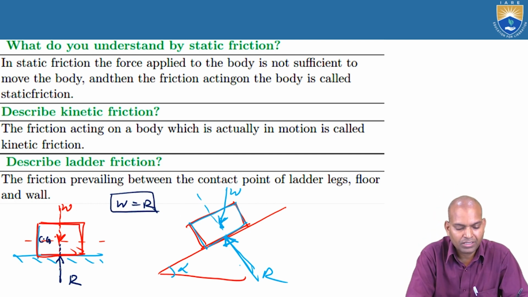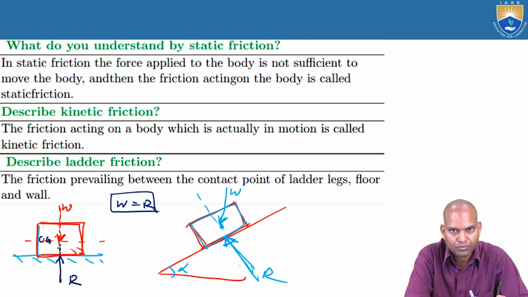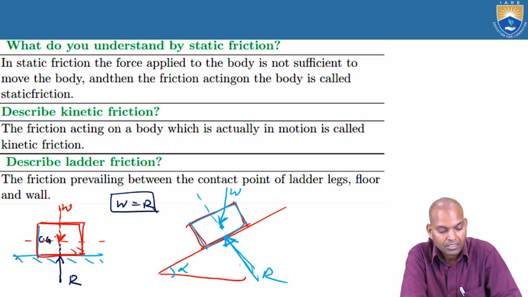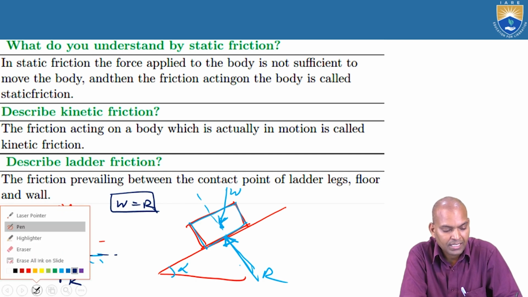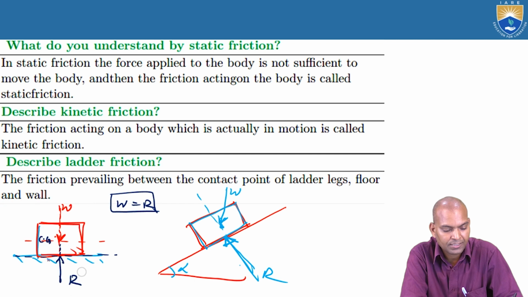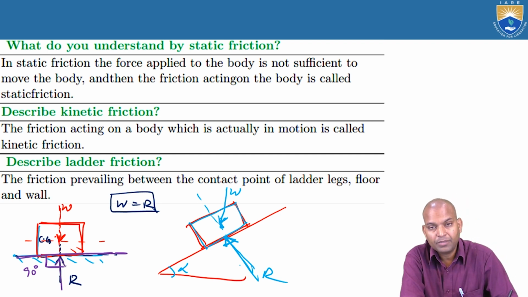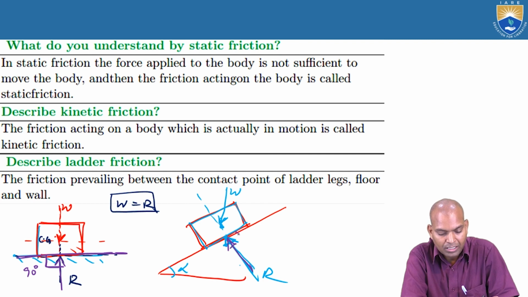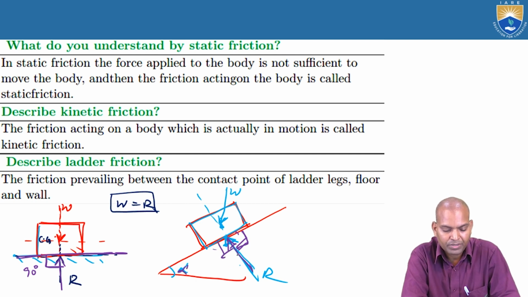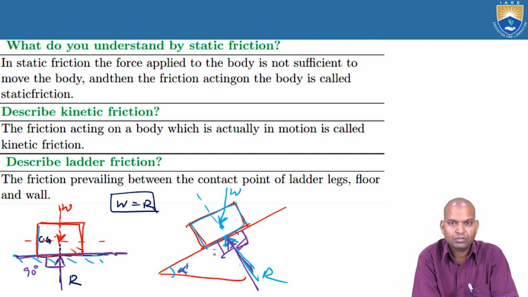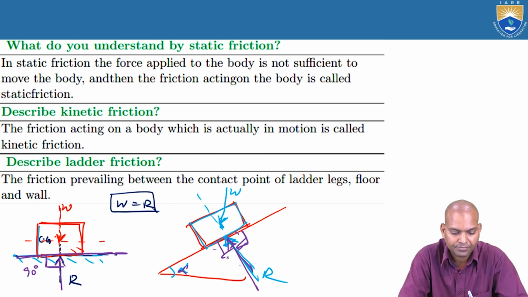So normal reaction is the reaction force which is equal to the weight, normal to the plane. This is the plane. What is the angle between the plane and the direction of the normal reaction? This is 90 degrees. Normal to the surface, exactly normal, always. If there is an inclined plane, what is the angle between this plane and the normal reaction force? This is 90 degrees. Whatever the angle alpha may be, the normal reaction always acts normal to the surface of the body, or normal to the surface of the plane.